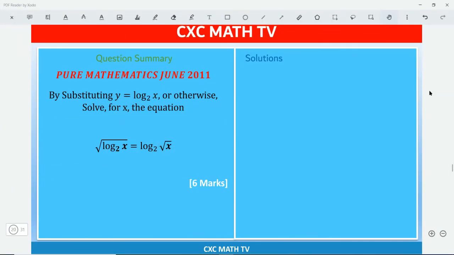Now this question is taken from the June 2011 paper. By substituting y equal log base 2 of x or otherwise, solve this equation for x. So I want you to pause the video and attempt this question.